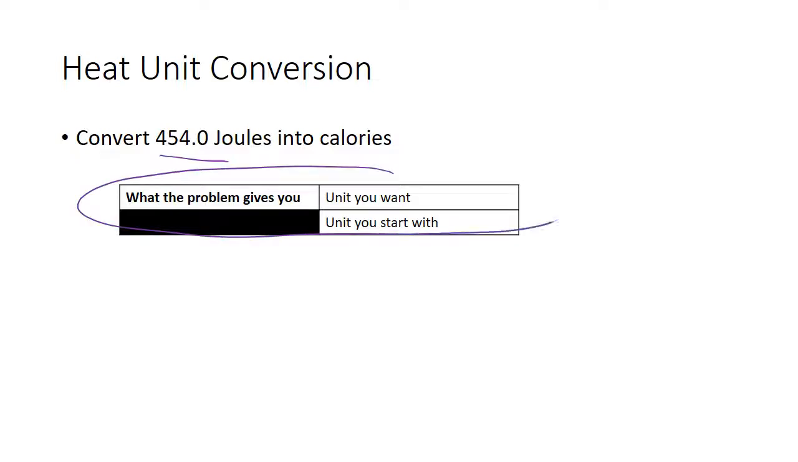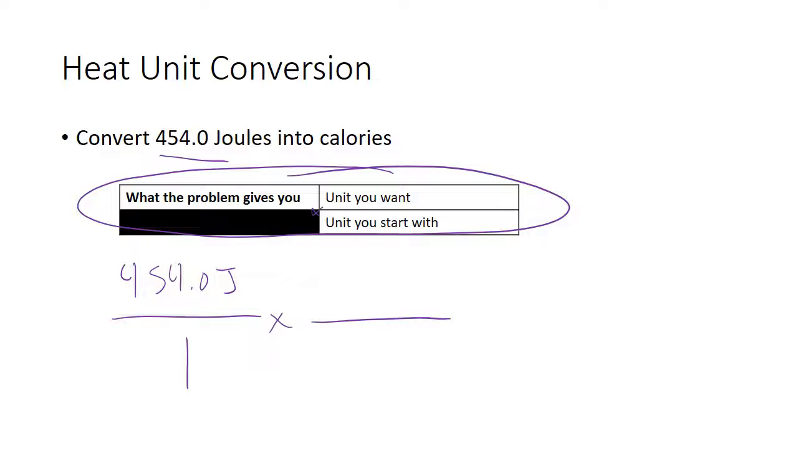So again, I want you to use this format. What the problem gives you, and then we're pretending this is a fraction. We're treating this like a fraction. The unit that you want goes on top, and the unit you're starting with goes on the bottom. So 554.0 joules. So that's what we have. I put it over 1, because it makes everything kind of line up nicely.